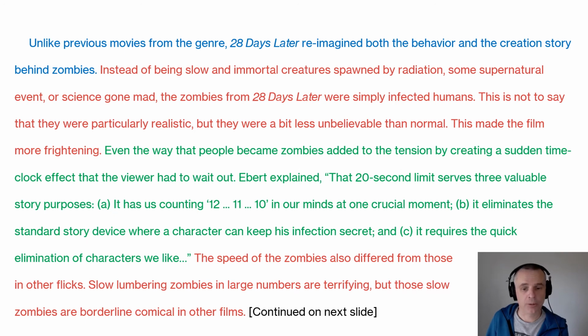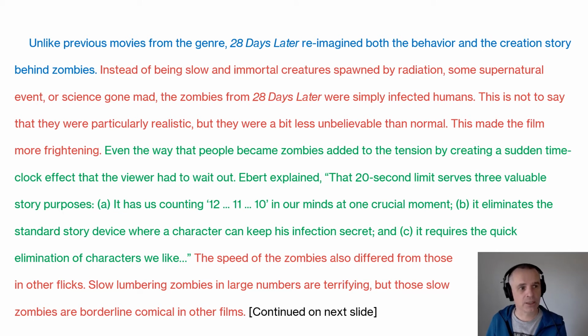All right, and here's a model paragraph, and there's no new information here in case you are tired of this video. This is just me explaining an example paragraph and how it matches the stuff I've already just laid out. The first sentence here, which is in blue, which matches the other slide about topic sentences, is the topic sentence. It says, unlike previous movies from the genre, 28 Days Later reimagined both the behavior and the creation story behind zombies. So what this topic sentence tells you is what the paragraph is about: 28 Days Later, so presumably there have been some other movies being talked about, and it tells you what I'm talking about with 28 Days Later, the behavior and creation story of the zombies.